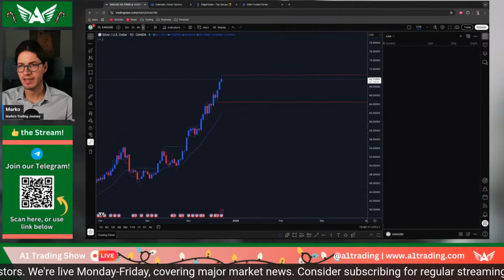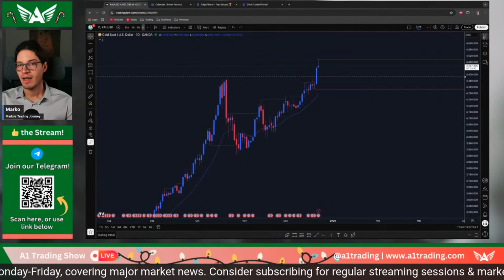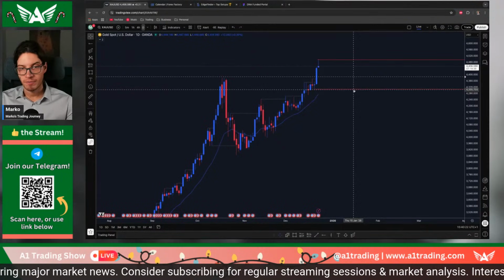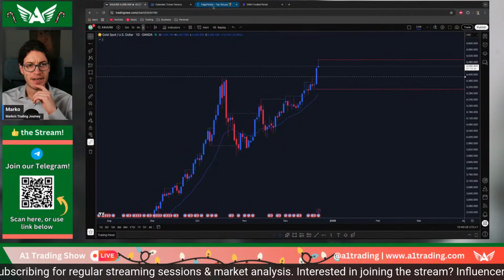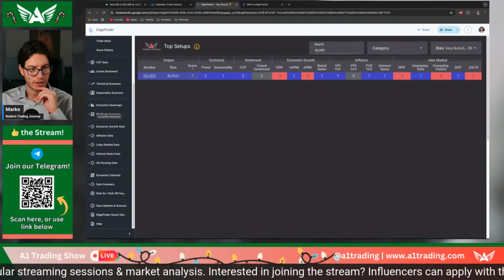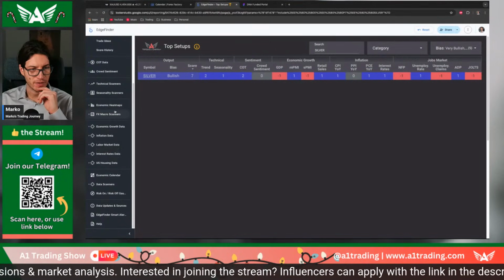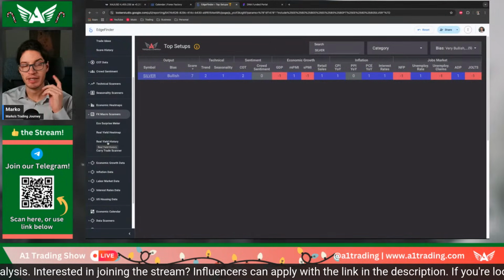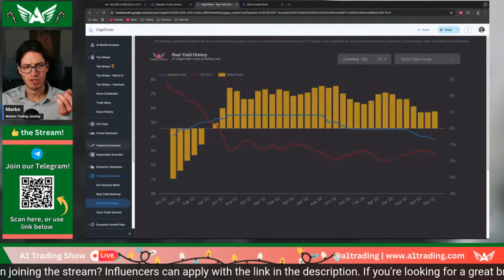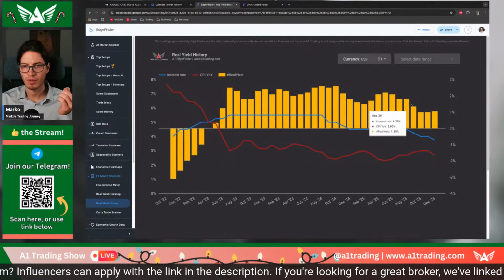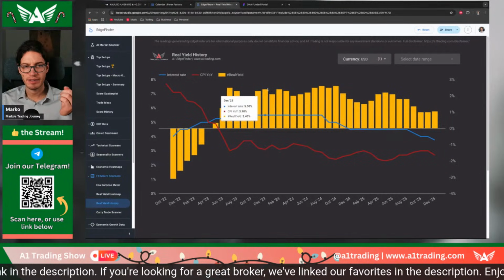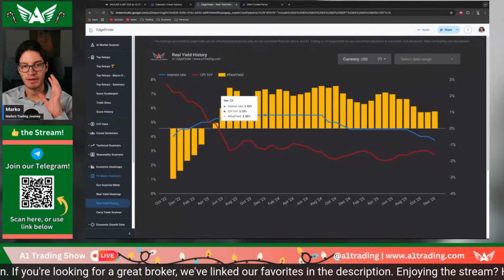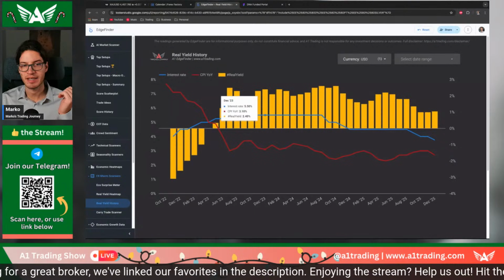So gold is my favorite so far, my pick from the metals market, and that's about it for the game plan. One thing that is new to the Edge Finder, which Nick informed us about, is the real yield history, which is something that I wanted to cover. So the real yield history. What is the real yield? That is basically the interest rate versus the inflation.